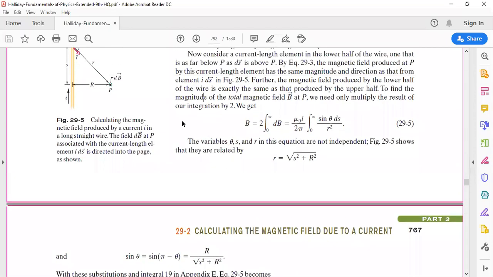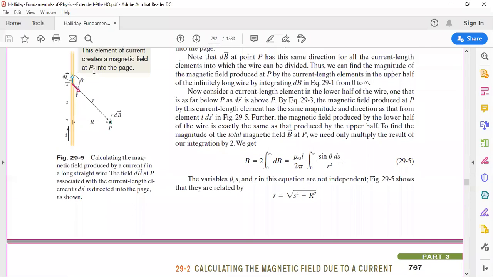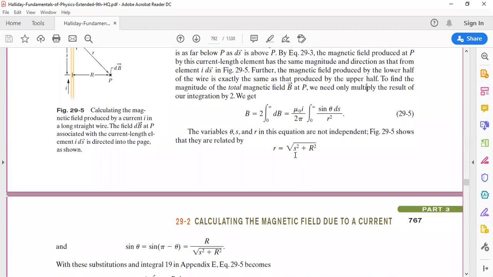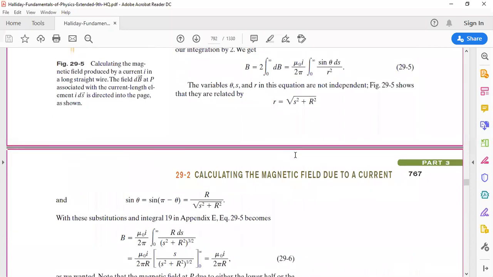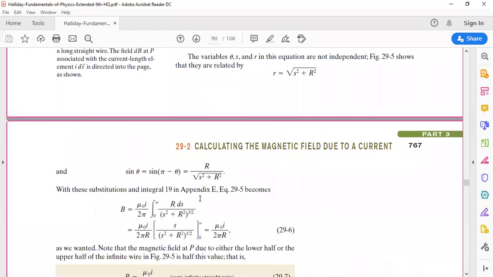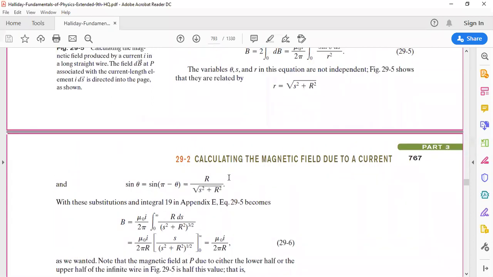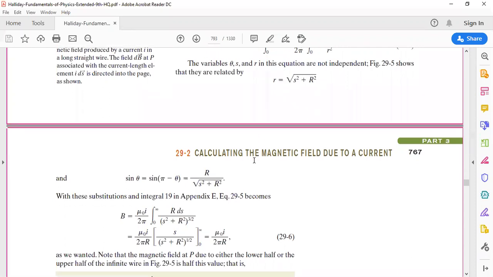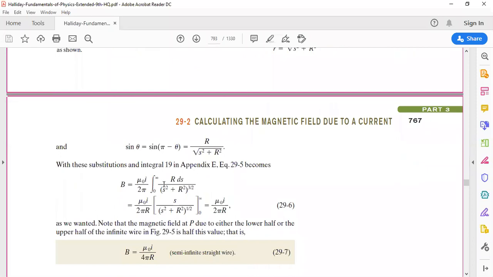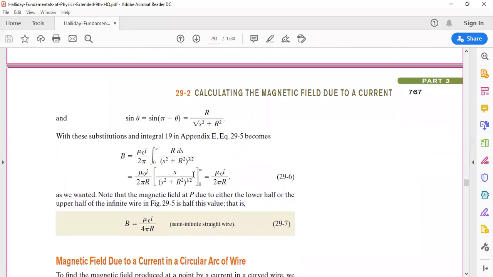We have to find the magnitude of this r, meaning what is the distance from point P to the length element? How do we determine this? We have to make use of this equation and integrate a simple trigonometric equation to solve it. We have to completely solve this equation to get the value of small r, and then put it into the previous equation, and following this, we will get equation 29.6: mu naught I over 2 pi r.